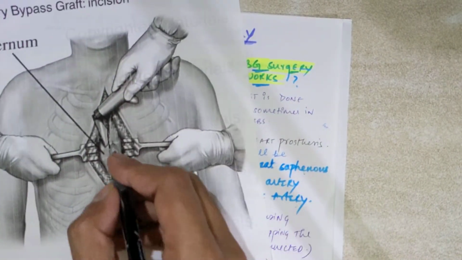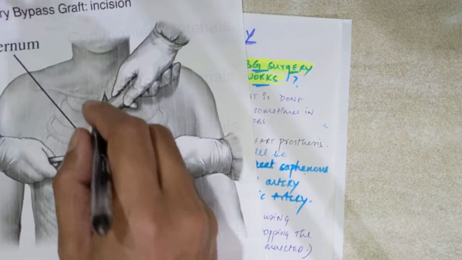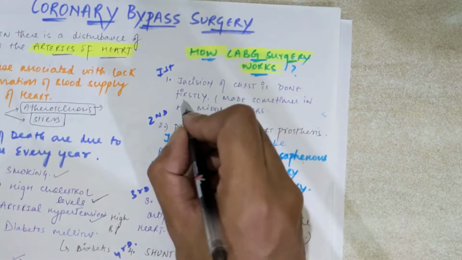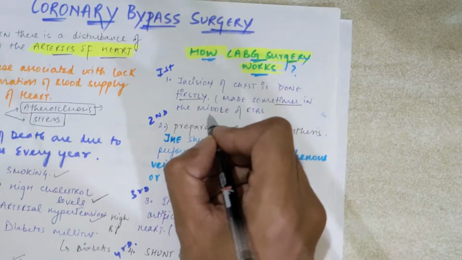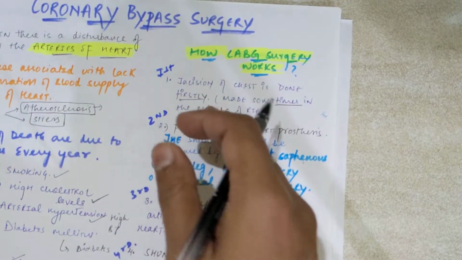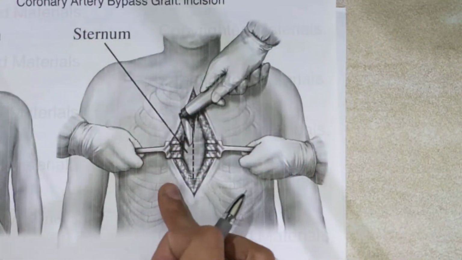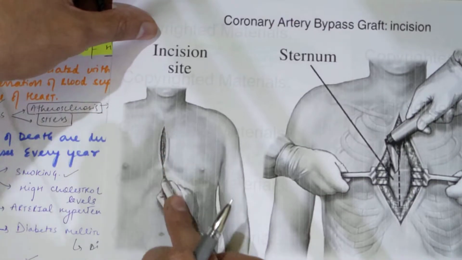In this diagram you can see the first step: we do the incision in the center of the midline of the chest. As I have written, incision of the chest is done firstly, and it is made sometimes in the middle of the ribs. Okay, so in between the ribs we actually do the incision. In this diagram you can see the cut here is the incision site.